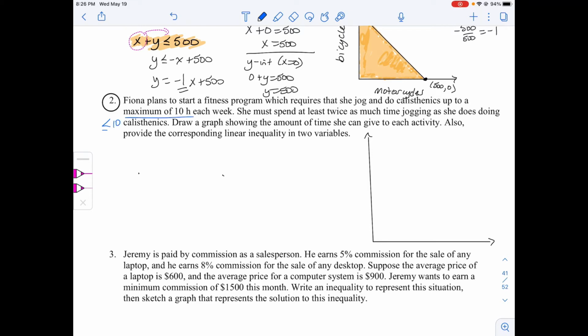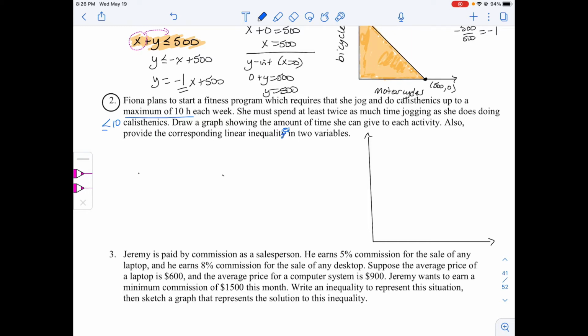She must spend at least twice as much time jogging as she does doing calisthenics. And it says draw a graph showing the amount of time she can give to each activity. Also provide the corresponding linear inequality in two variables. So there are actually two linear inequalities here, the corresponding linear inequalities in two variables.